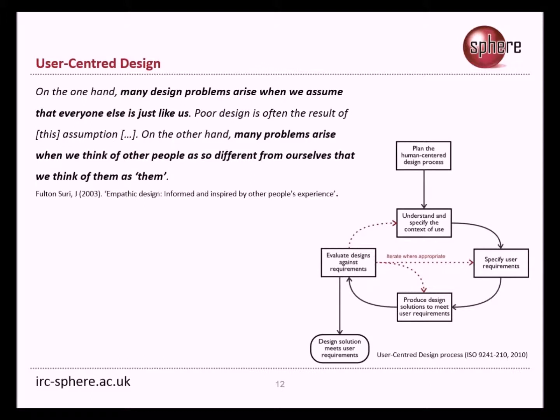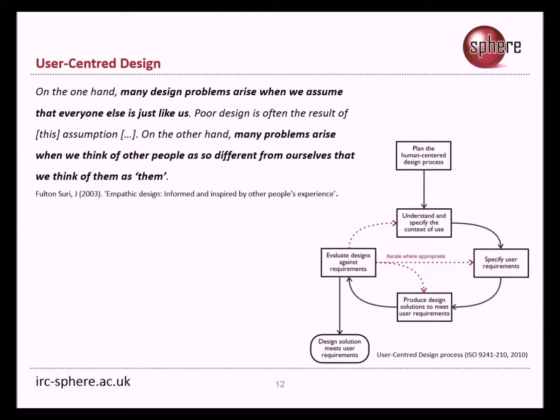So a user-centered design approach is standardized. This is how everybody will do it. You plan it. But it's about understanding the context of use. It's about going out into the real world and seeing how people live and what technology they use in this case. What are their requirements in terms of the technology, in terms of their health. Then it's an iteration of producing solutions and evaluating them with the users. And then if necessary, repeating the cycle.